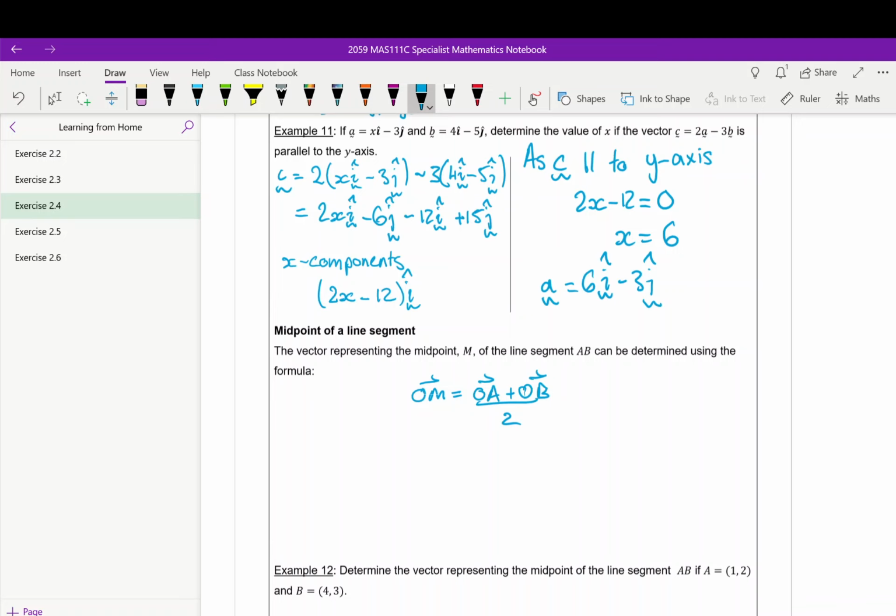Well, consider a Cartesian plane with a line going from O to point B and a line going from O to point A. And the line that can bring you from A to B has its midpoint here. So A to B is equal to O to B take O to A. That comes from yesterday's work. We can see that to get halfway between A and B, we're going to be finding O to M, which is equal to O to A plus half A to B.